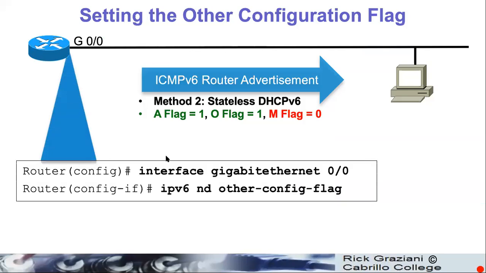Okay, so how do we set the O flag to 1? We do that with the ipv6 nd other-config-flag command on the interface. That will set it to 1. A no before this command, no ipv6 nd other-config-flag, will set it back to 0.